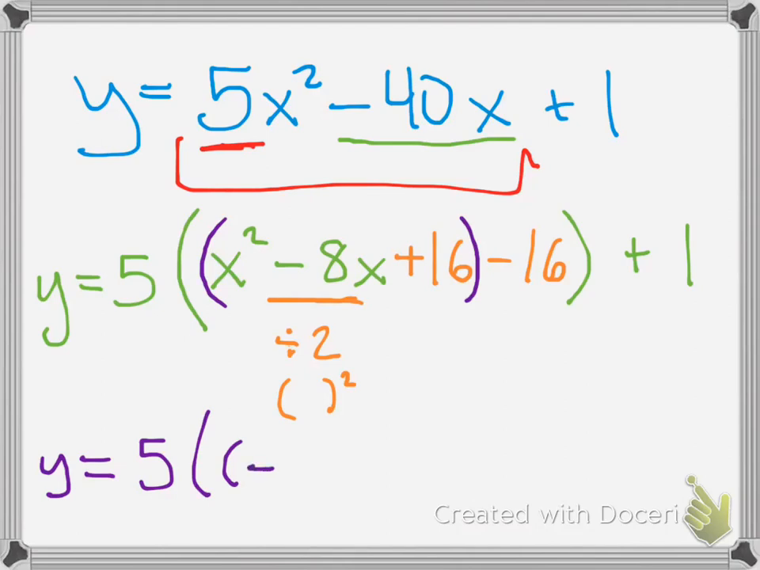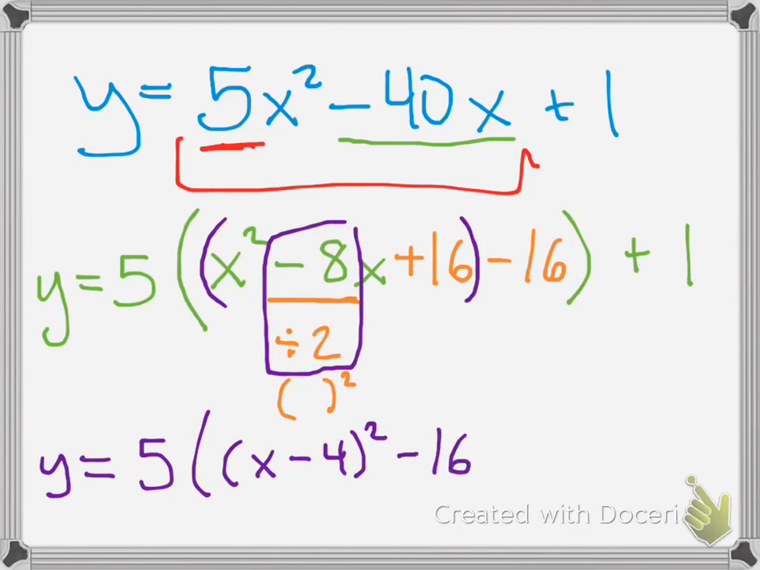So it becomes x, and then that first step where we divided by 2, that is what is going to go after the x here. So negative 8 divided by 2 is going to be negative 4. So I'm going to put minus 4, and then I'm going to square that. And that's going to take care of the x squared, the minus 8x, and the plus 16. I haven't done anything with that minus 16 yet, so I'm going to put that there, and then I still have that plus 1 on the outside.